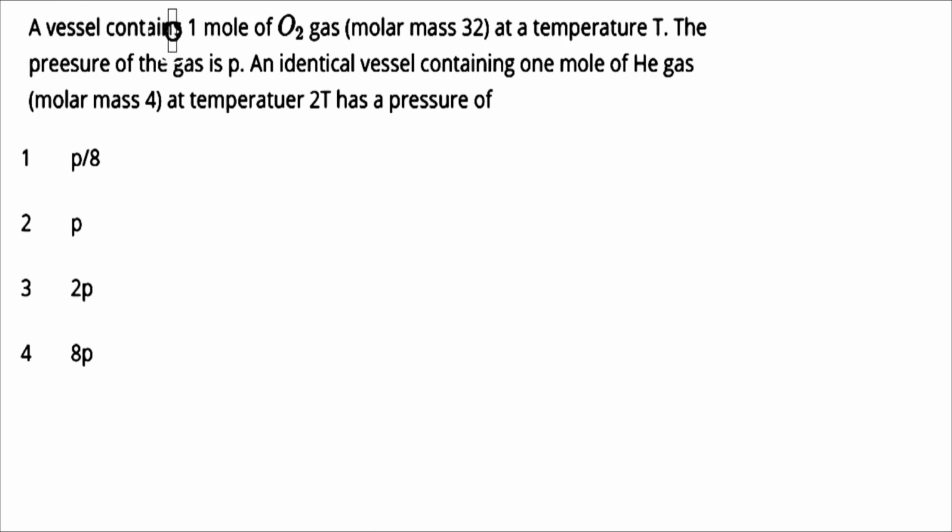A vessel contains 1 mole of oxygen gas, molar mass 32, at temperature T. The pressure of the gas is P. An identical vessel containing 1 mole of helium gas, molar mass 4, at temperature 2T has a pressure of. So according to the ideal gas equation, we have the relation PV equals nRT.